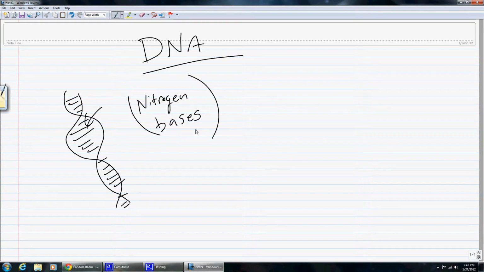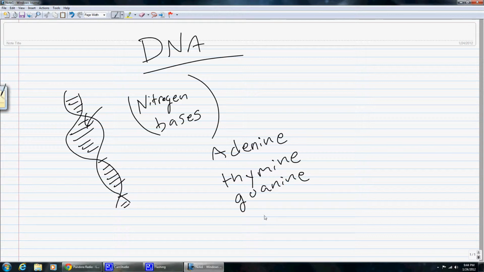Now, when I say there's two different nitrogen bases, there's four that I can choose from. These are four different chemicals. The first one we're going to run into is adenine. The next one is thymine. Also, we run into guanine. And lastly, we have cytosine.